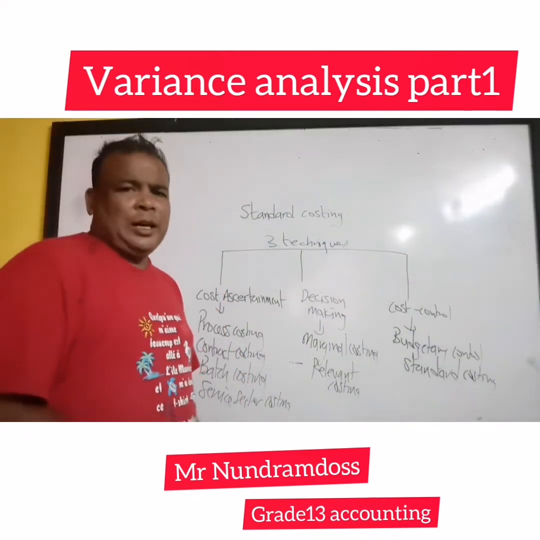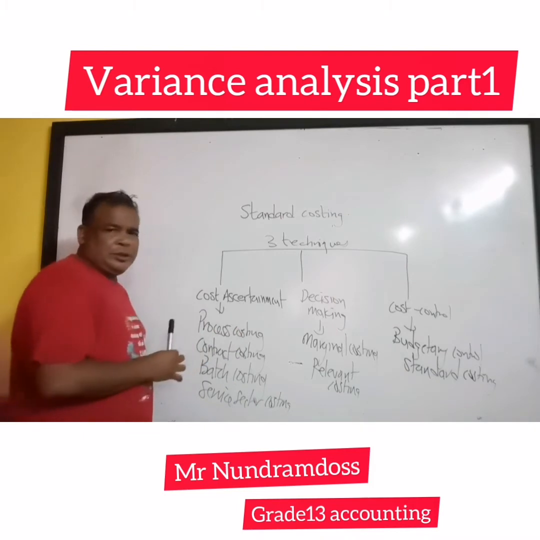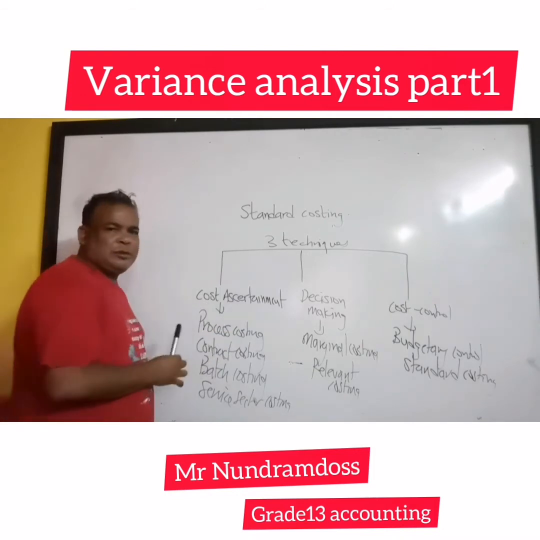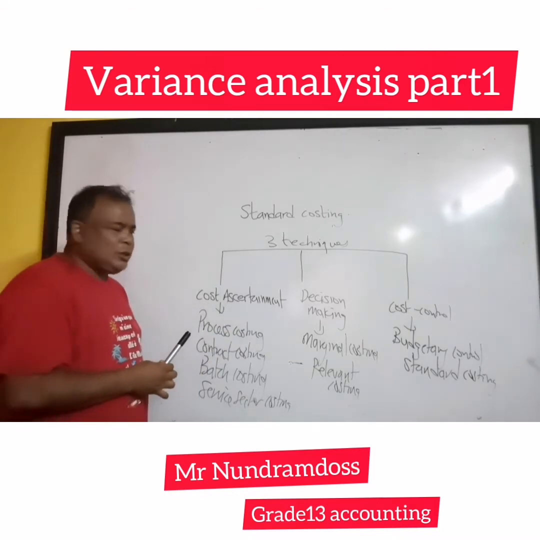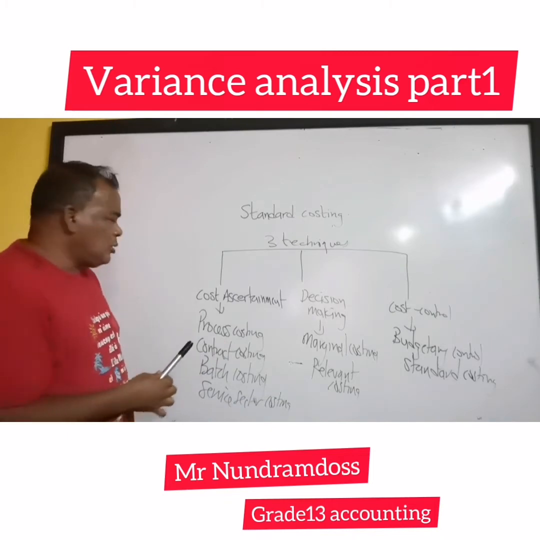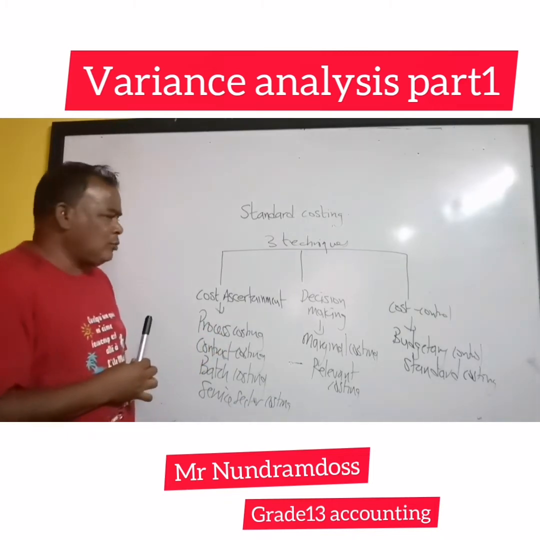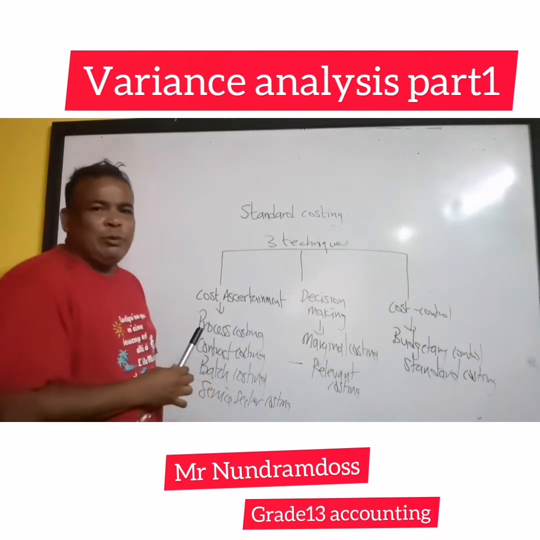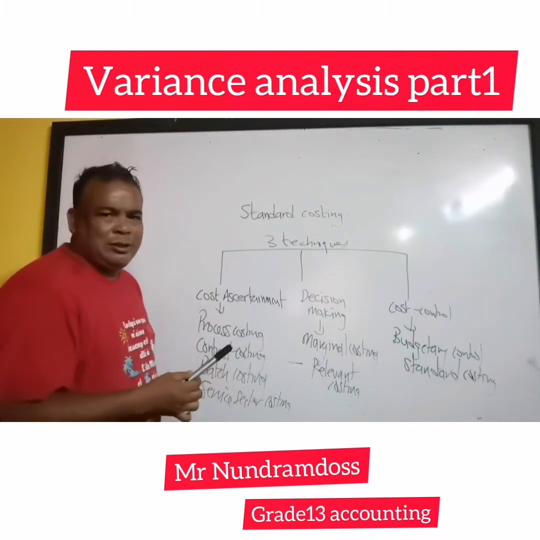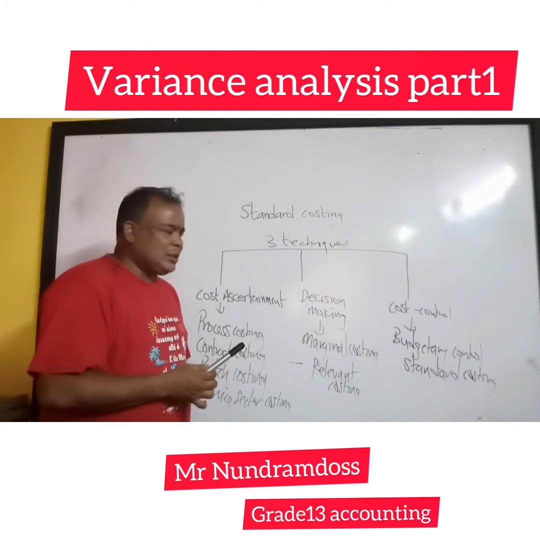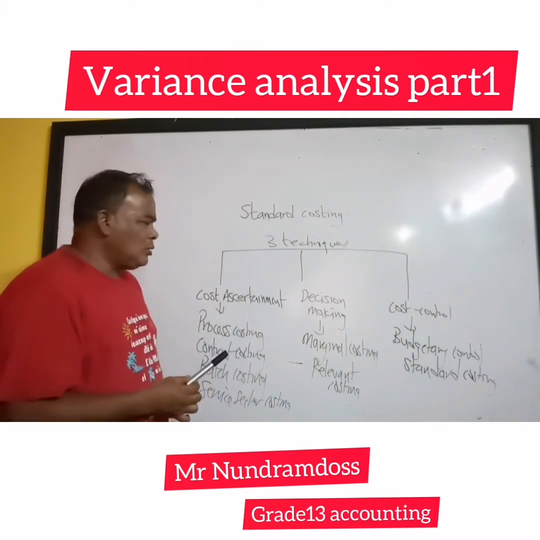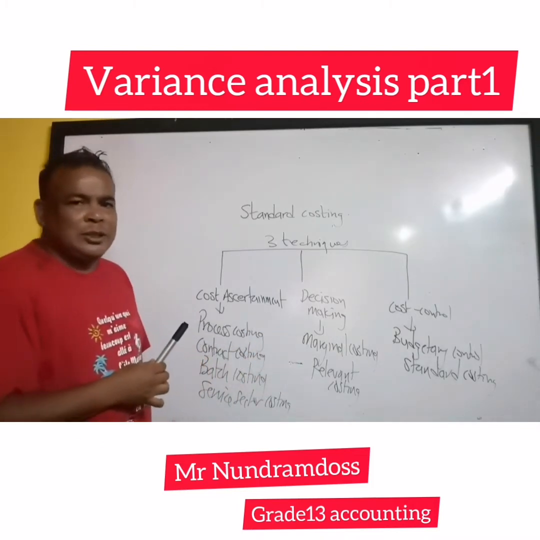Now, in cost ascertainment, we are going to calculate the cost of a product that has already been produced. We have already produced good X, so we have to calculate the cost of good X. So this is done under this technique, cost ascertainment. Decision making: here we have to calculate the cost of a product that we will make in the future. So what will be the cost of producing good X in 2 months' time? This will be discussed under decision making.